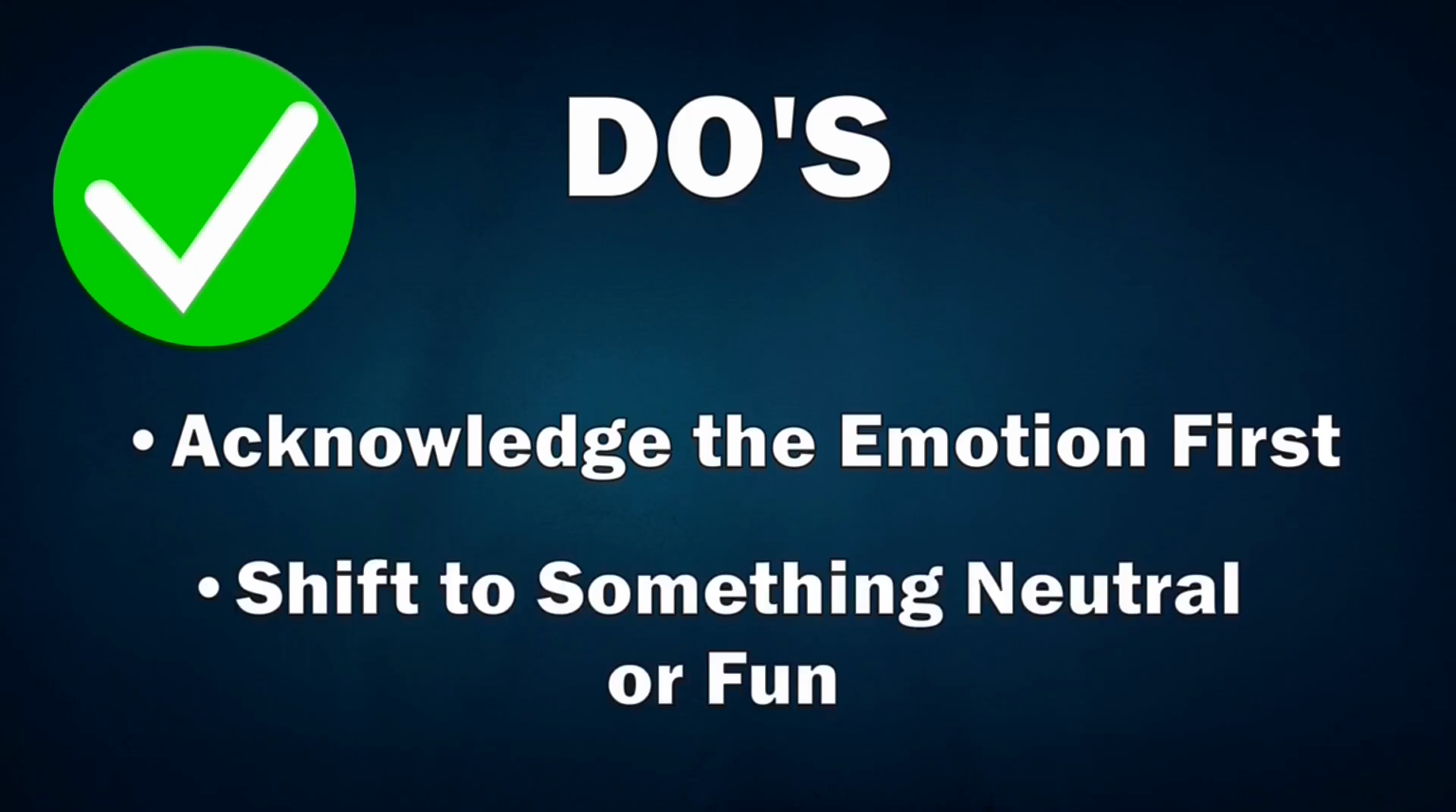Shift to something neutral or fun. Once you've acknowledged their emotion, gently guide the conversation to something that feels lighter or more neutral. It could be something that relates to what they've said, or you could introduce a fresh topic. The goal is to steer the conversation in a direction that doesn't feel like a detour.